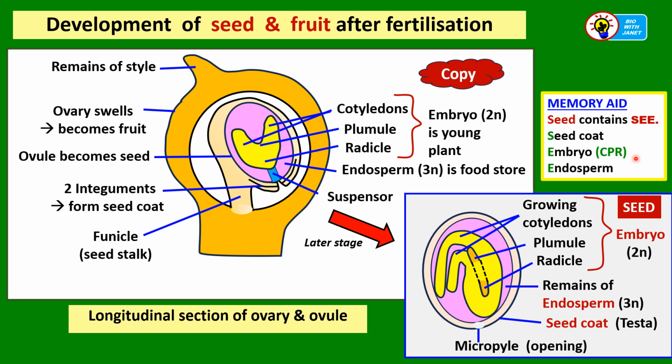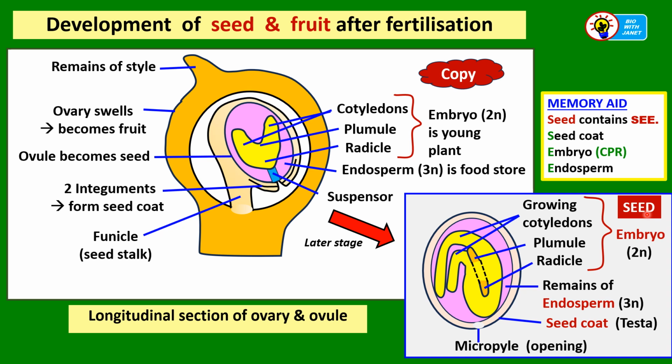So CPR. You know, CPR actually means cardiopulmonary resuscitation, an action taken to rescue a person who is having a heart attack and so forth, right? CPR. So embryo consists of cotyledons, plumule, radicle. And lastly, the second E is for endosperm. So a seed contains three parts: S for seed coat, E for embryo, and E for endosperm.